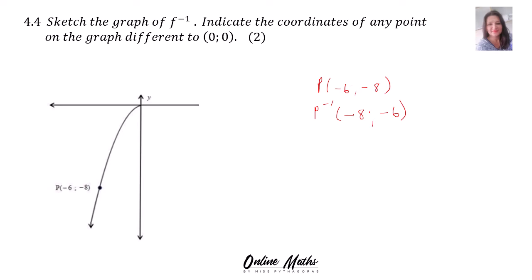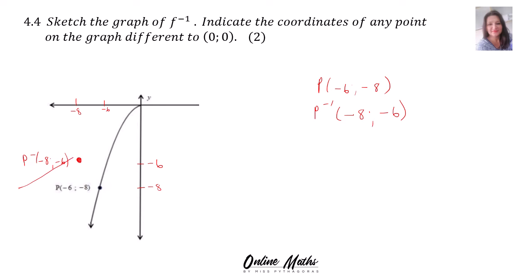So let's go to the graph. We will find -8. Look, this is -6, so -8 will be roundabout there. And then this one is -8, so -6 will be roundabout there. So our new point is this one, the point (-8, -6). Let me write it for you: (-8, -6).